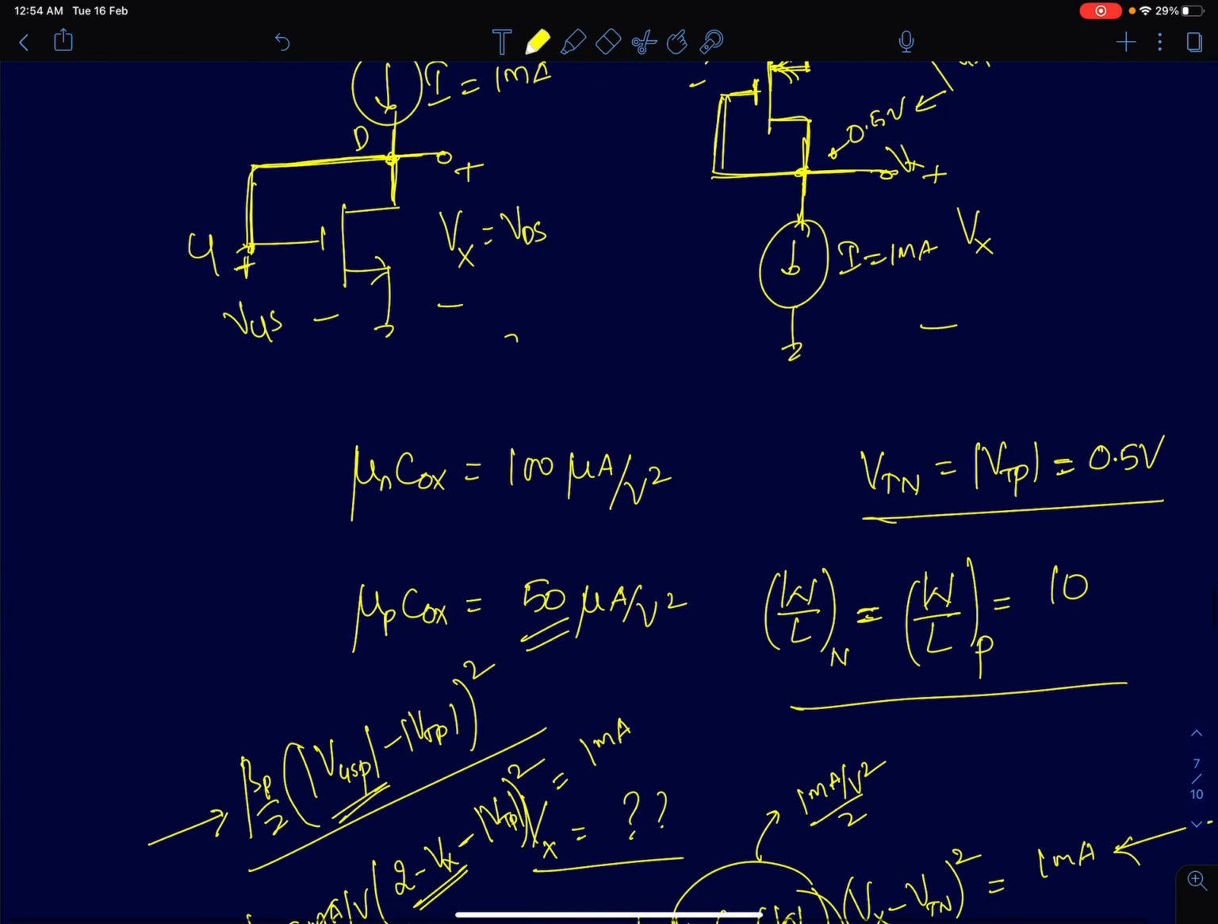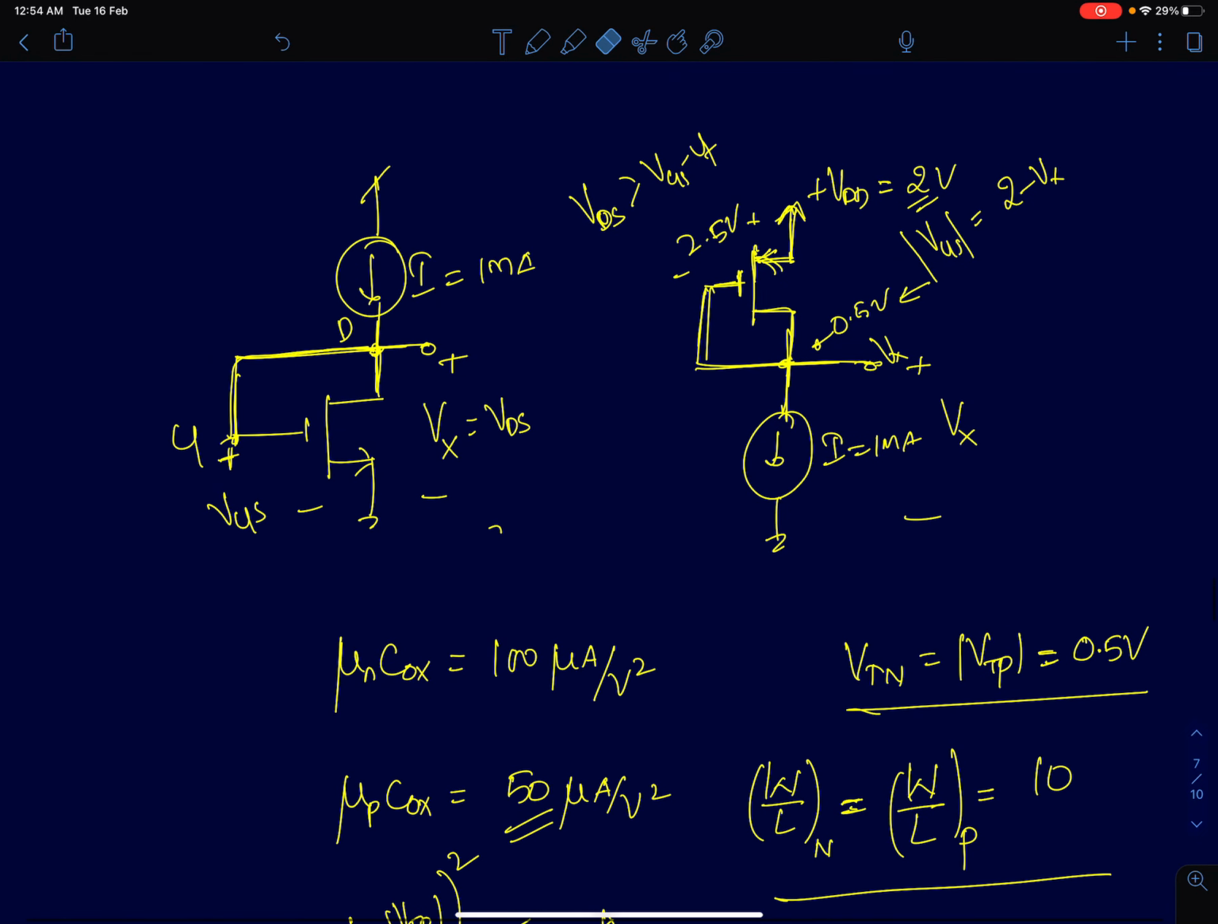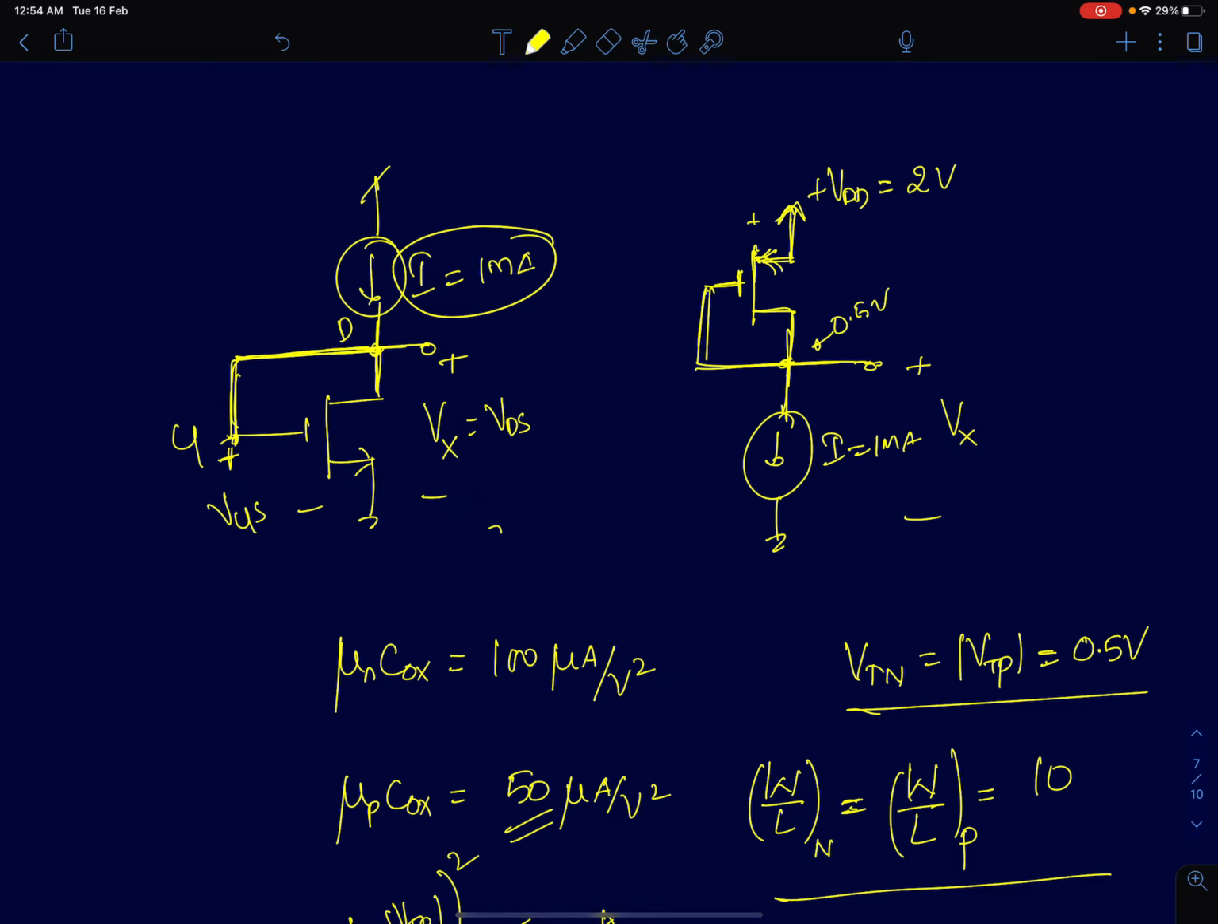Then we'll take two very trivial problems. These are all trivial now, but when you learn it for the first time it may not be. These are pretty simple problems to get you familiarized with the drain current equations of a MOSFET. So in this circuit, a current of 1 milliampere is flowing into the drain terminal of a MOS device, and I have short circuited the gate and drain terminals.